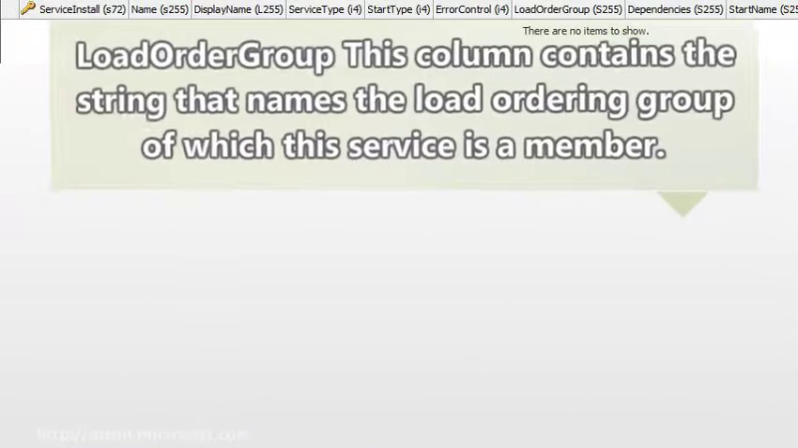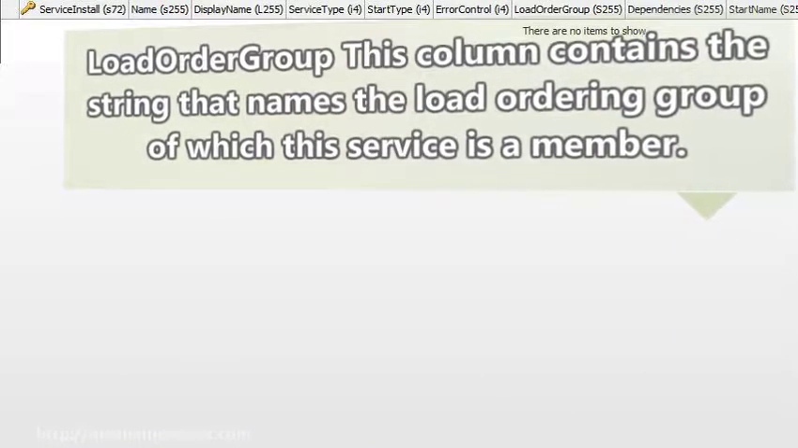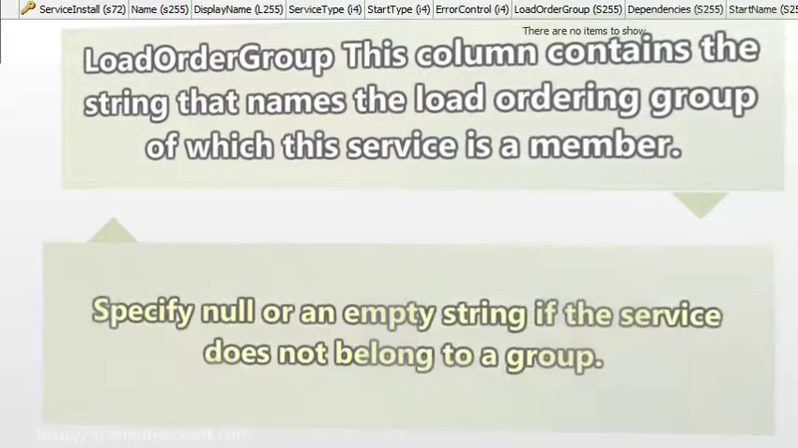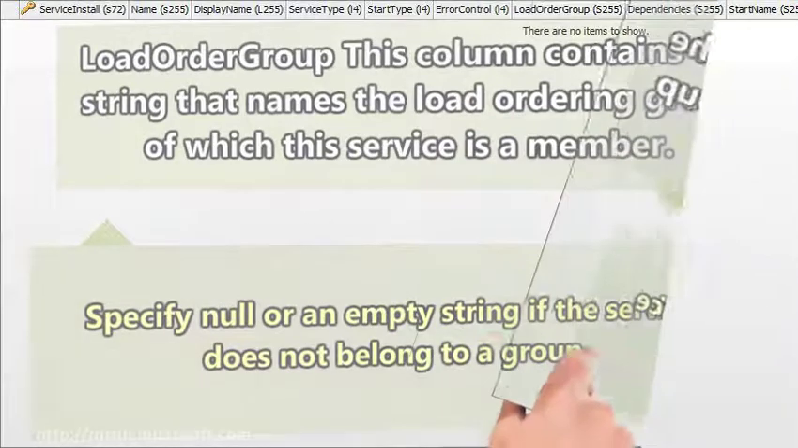LoadOrderGroup. This column contains the string that names the load ordering group of which this service is a member. Specify null or an empty string if the service does not belong to a group.